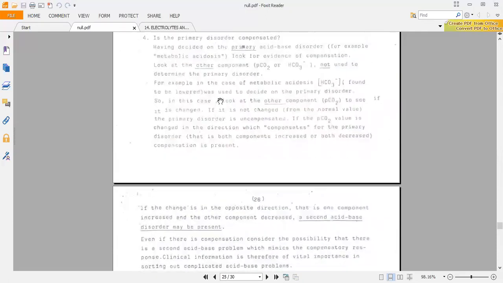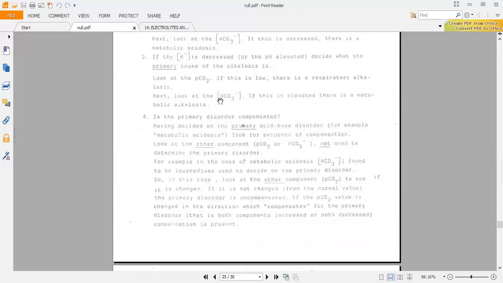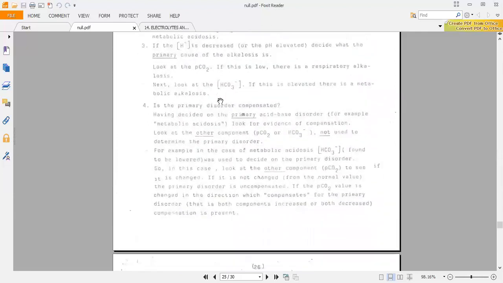So now how will you know whether compensation is taking place? For example, if I give a scenario of someone who is vomiting, in your mind, you know this person has metabolic alkalosis. Because this is a metabolic state, we said that for metabolic states, the respiratory system is going to compensate. So go and look at the partial pressure of carbon dioxide to determine whether it has compensated or not.